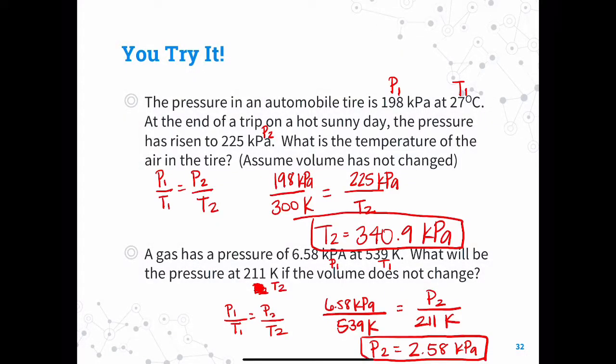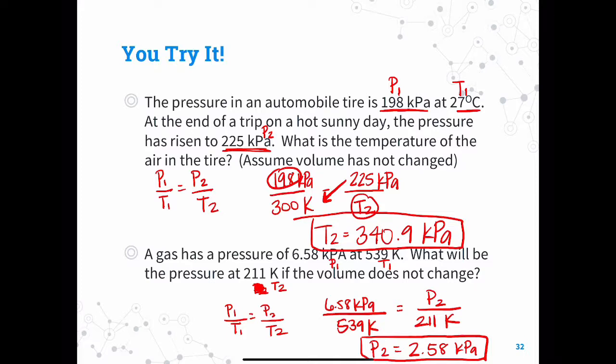If we take a look at these, the first answer you should have got is 340.9 kPa. We just put in our numbers from our problem. Pressure 1 was 198, we had to convert the temperature to Kelvin to be 300, pressure 2 was 225, and then we solved for temperature 2. So here we cross multiplied those two and then divided by 198.